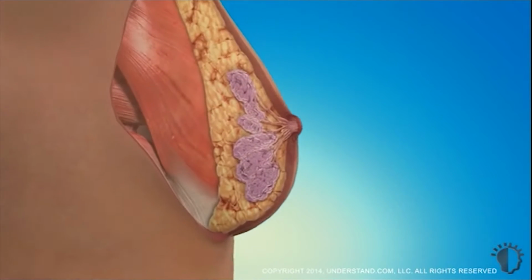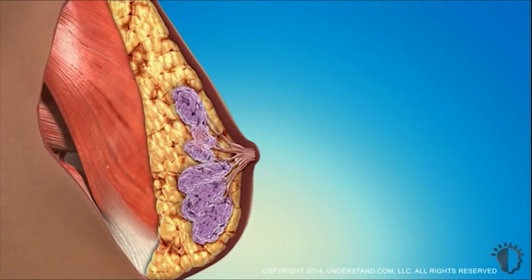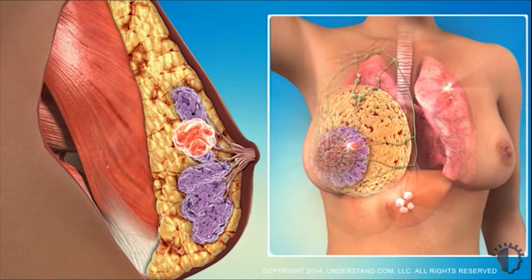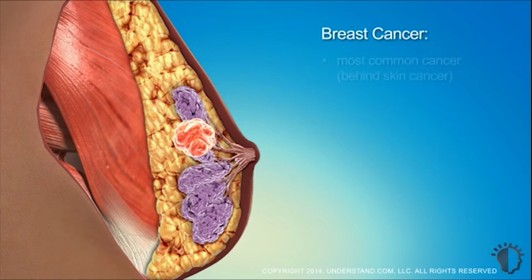Breast cancer is a disease in which certain cells in breast tissue grow uncontrollably. A tumor, which may or may not be felt as a lump, can result. If undetected, cancer may spread to other areas of the body. With the exception of skin cancer, breast cancer is the most common cancer among women.